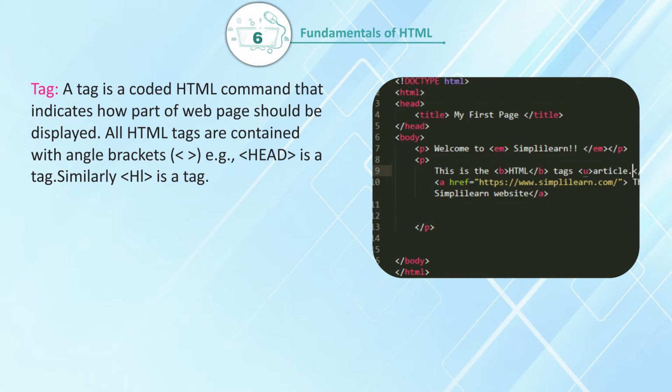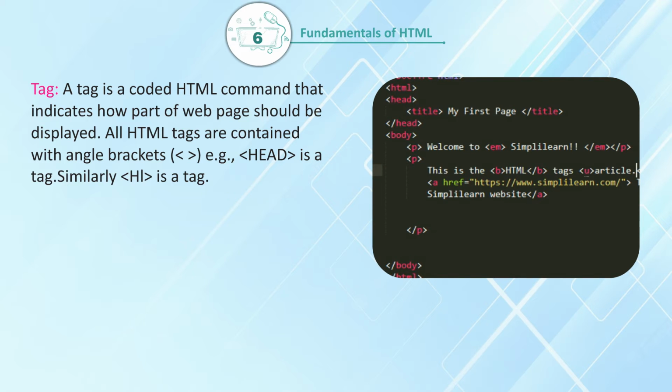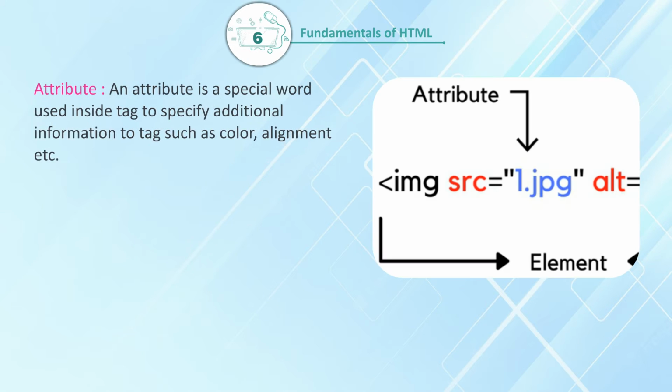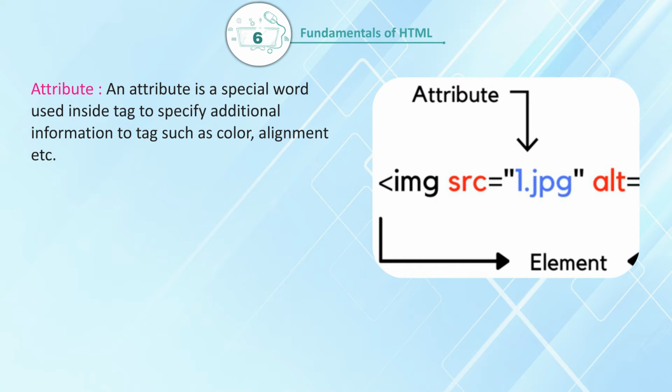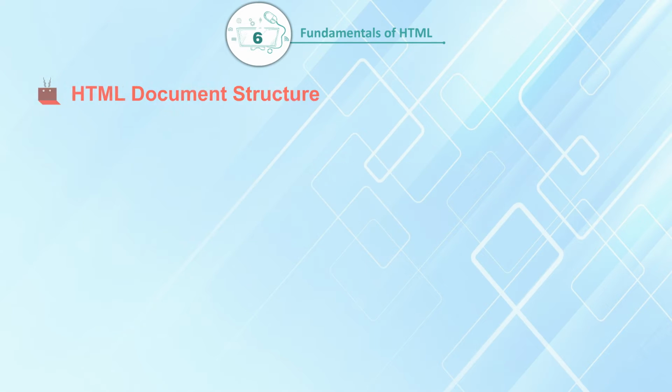Tag. A tag is a coded HTML command that indicates how part of a web page should be displayed. All HTML tags are contained within angle brackets. For example, head is a tag. Similarly, h1 is a tag. Attribute. An attribute is a special word used inside a tag to specify additional information to the tag, such as color, alignment, etc. HTML was created by Sir Tim Berners-Lee.